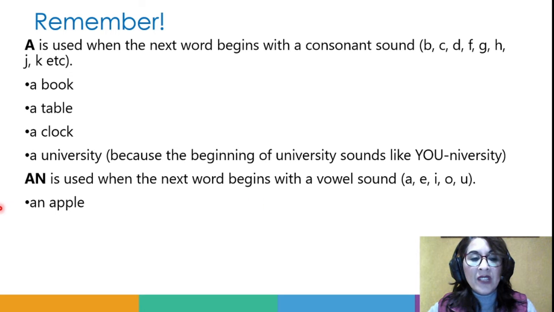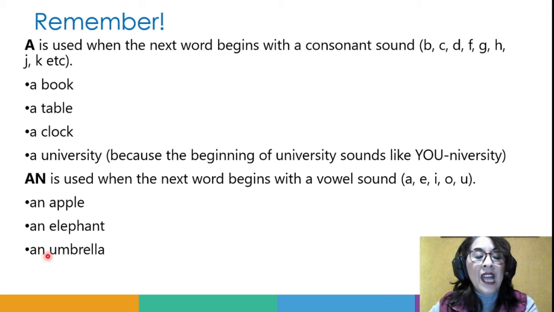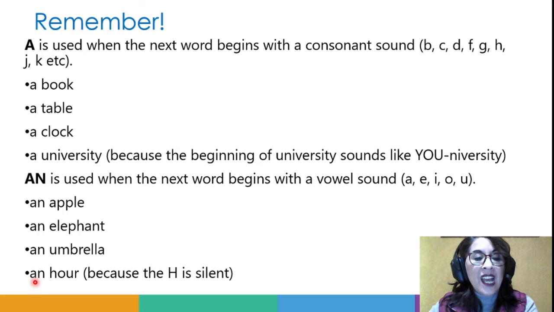Okay, and here we have examples. An apple, an elephant, an umbrella. You are starting with vowels. But what about this? An hour. Well, it starts with H, which is not a vowel. It's a consonant. Yes, but in this case, H is silent.